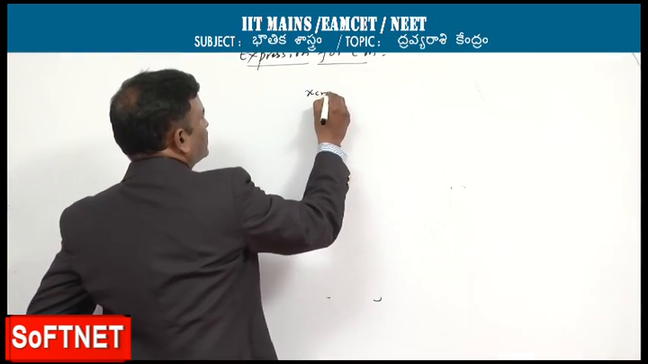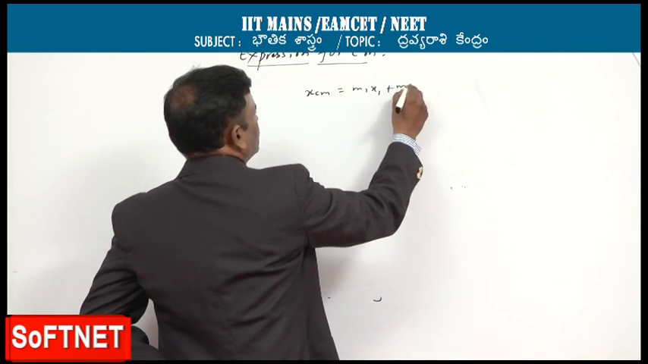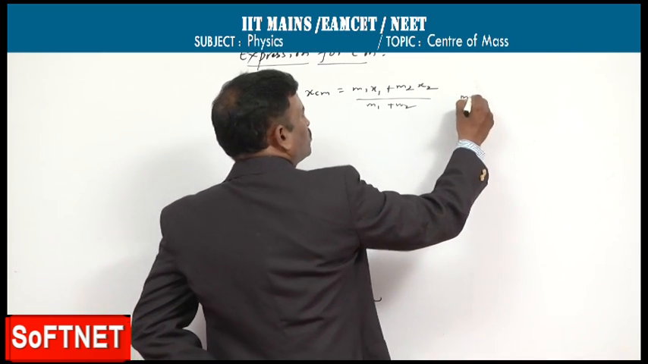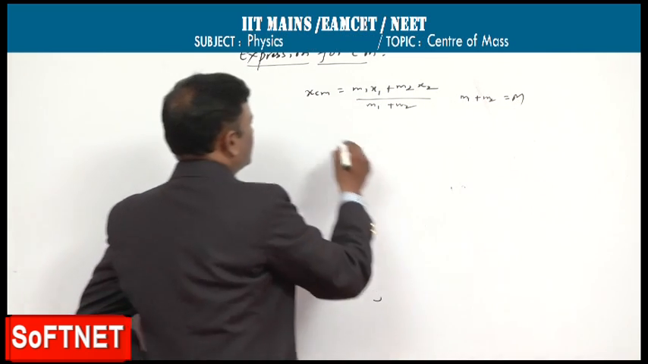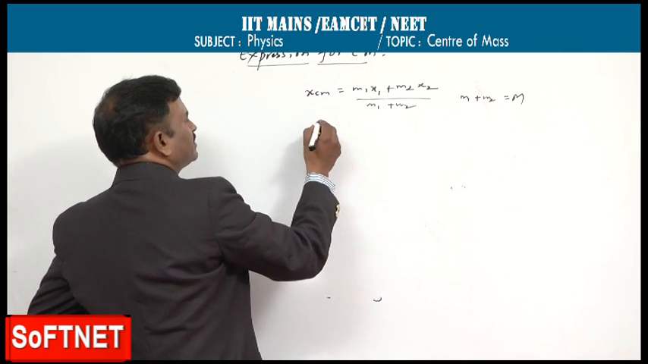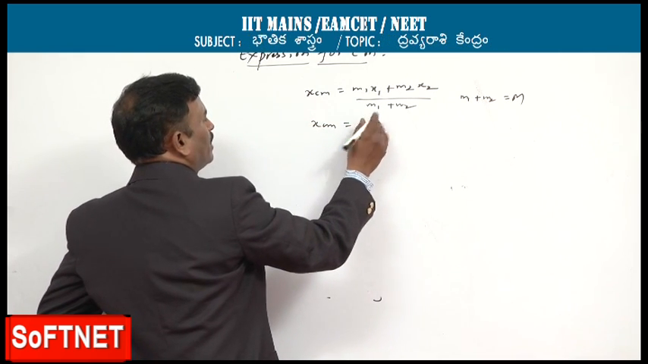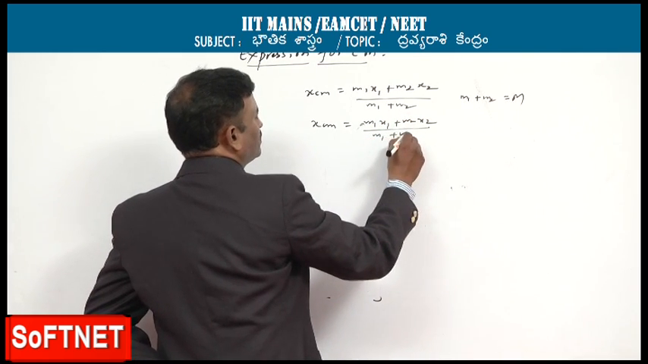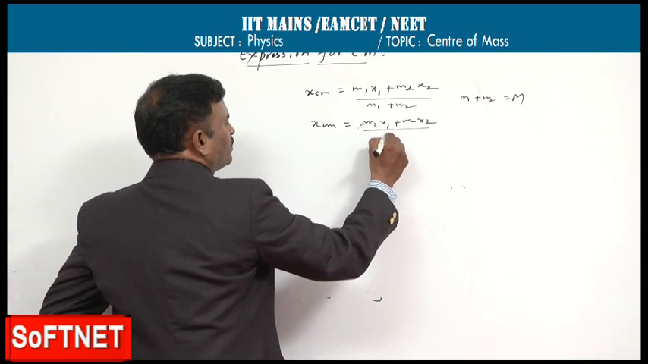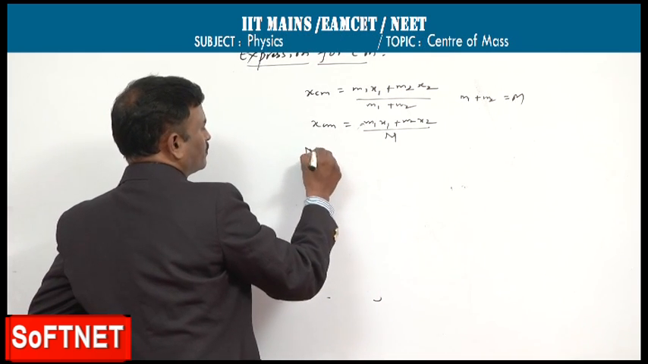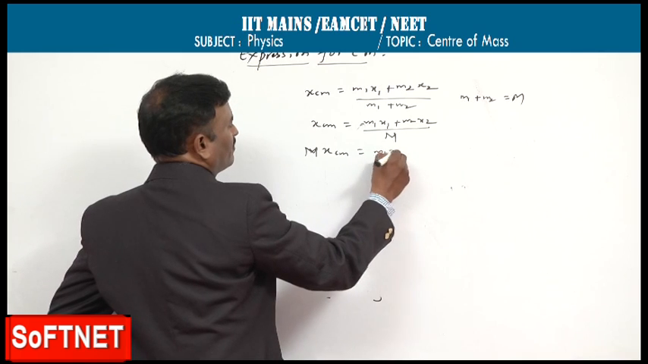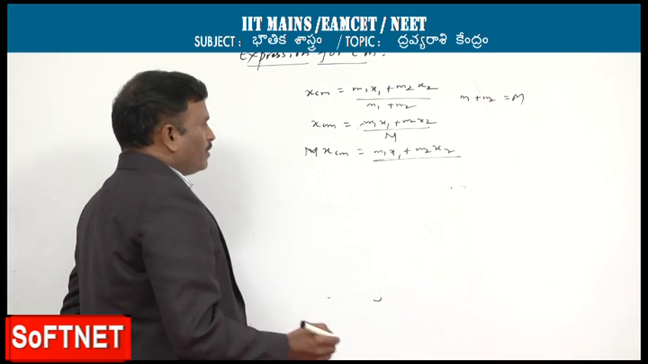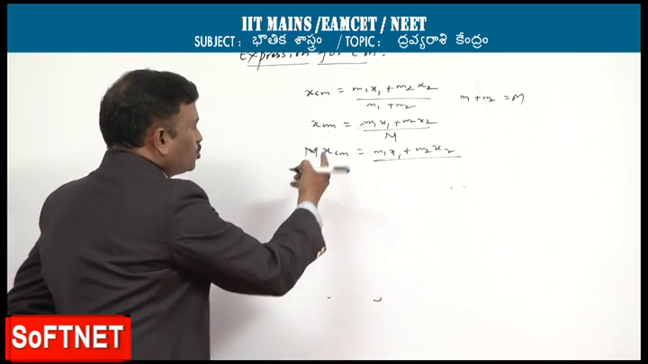xcm is equal to, we got as, m1 x1 plus m2 x2 by m1 plus m2. I will take m1 plus m2 as M. At that time you can write xcm is equal to m1 x1 plus m2 x2 by m1 plus m2. Here m1 plus m2 is capital M. So M xcm is equal to m1 x1 plus m2 x2. Now this is the position of the center of mass.